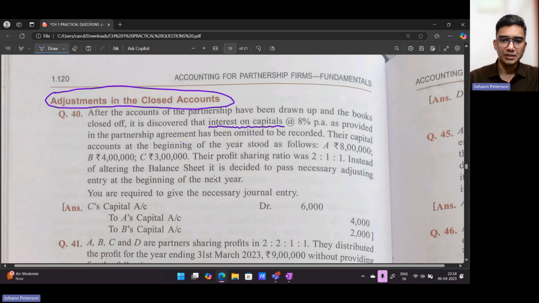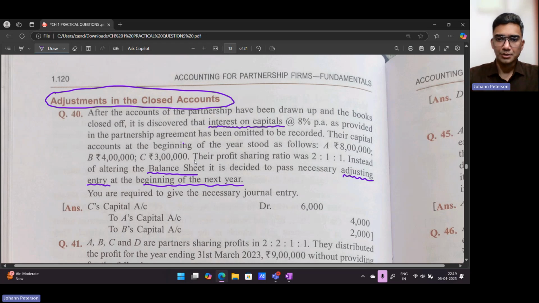Instead of altering the balance sheet, it is decided to pass the necessary adjusting entry at the beginning of the next year, which is what I told you. So we do not alter the balance sheet. Instead, what we do is pass an adjusting entry in the next year, at the beginning of that next year. So let us see how we calculate this.